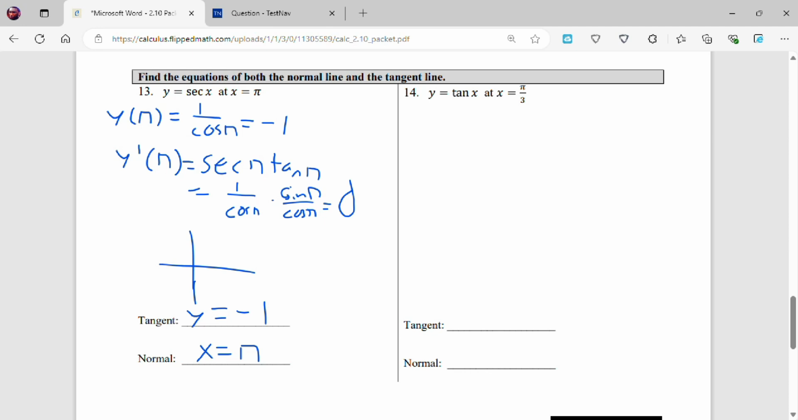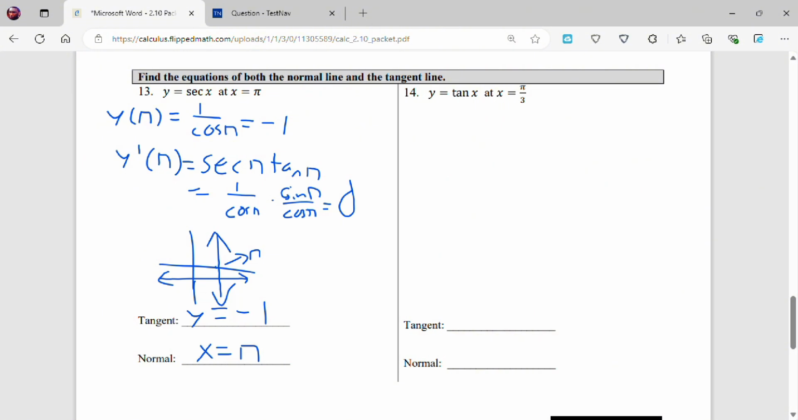So y equals -1 is right here, and if you remember, the normal line is perpendicular to the tangent line. So although you can't get the reciprocal of 0, a perpendicular line works. And this would be at pi, right? Because the x is at pi. So I guess x equals pi does work in this case.